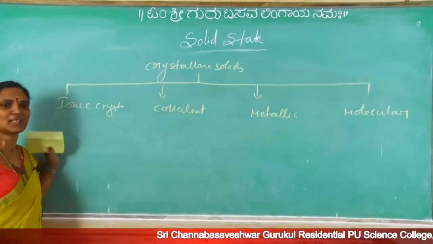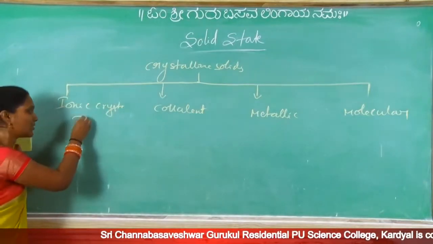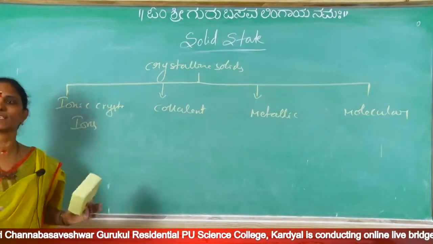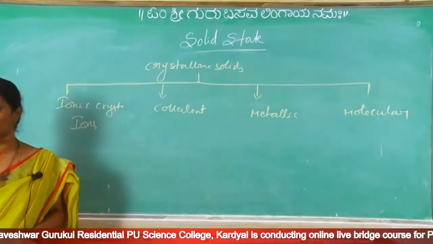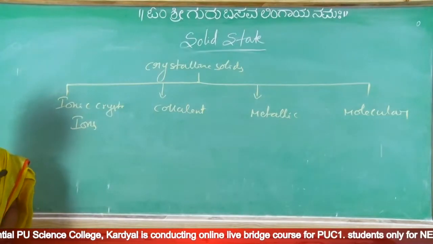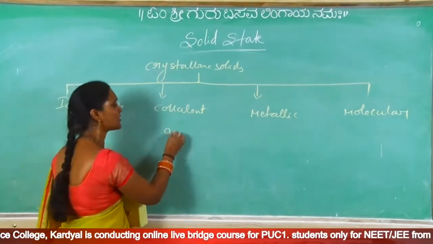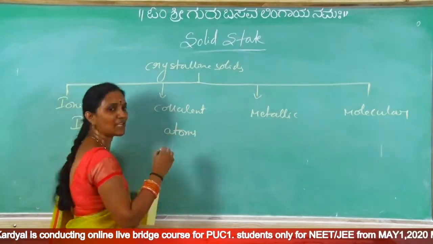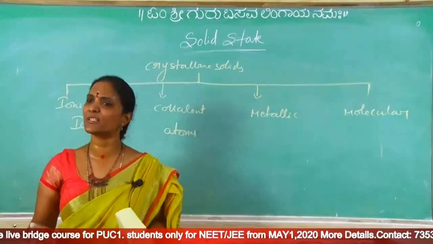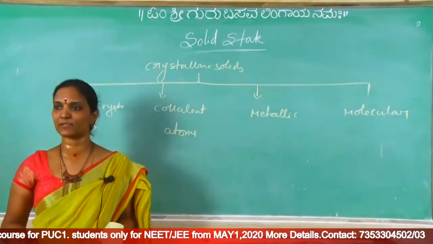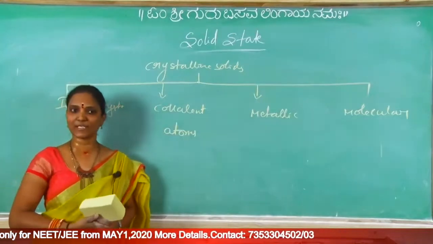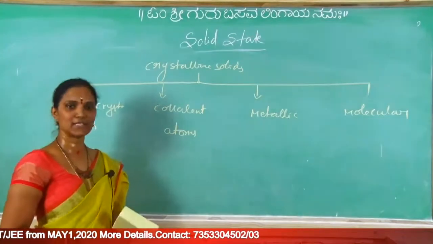What are these ionic crystals? Here the constituent particles are ions. If ions like Na+ and Cl- are the constituent particles, then that is called an ionic crystal. If atoms are constituent particles, for example diamond, that is a crystal. In diamond, which particles are present? Only carbon atoms are present. So if atoms are constituent particles, they are called covalent crystals.